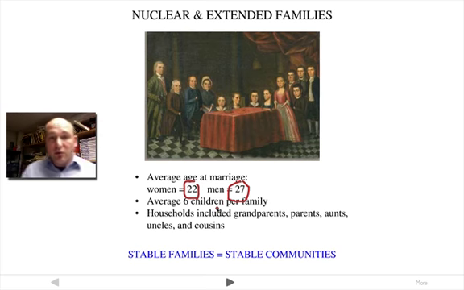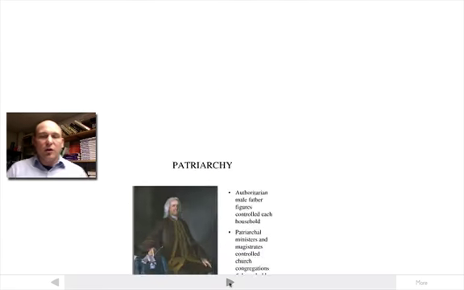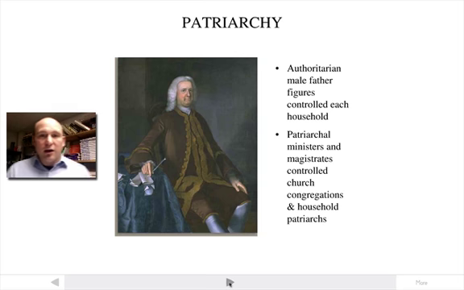An average of about 6 children per family, and this was really one of the first times in English society that grandparents were actually part of the family. Up until here, people didn't live long enough for there to be grandparents within the extended family. So stable families equal stable communities. Order was also kept by patriarchy, so there was definitely an authoritarian male father figure. The men really ruled the roost. If you were a woman, you didn't really have any rights. You couldn't own property. You couldn't testify in court. It was a pretty male-dominated society.